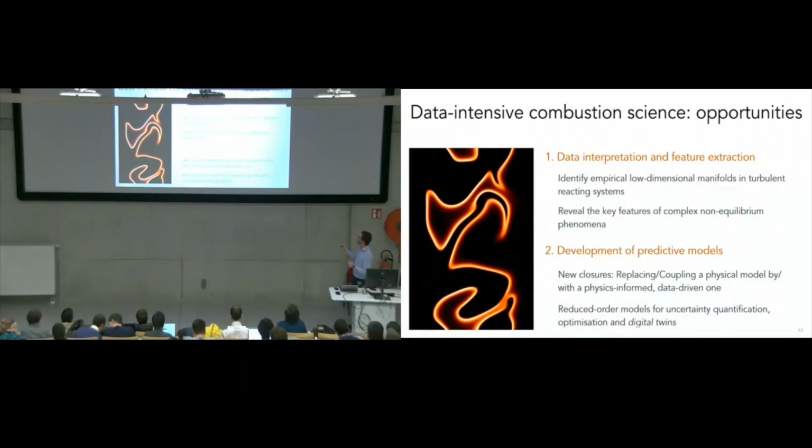And then the second one is that we want to reveal key features of new combustion modes that are interesting, for instance, because they are less polluting, but they are very, very complex. And so the use of high fidelity simulation and data mining approaches can help us in this respect. And then, of course, we want to predict stuff. So we want to develop new closures. We want to replace or couple a data-driven approach with the physics-based one. Or we want to develop reduced order models for uncertainty quantification and optimization, like digital twins. I will talk about digital twins at the end of my presentation.